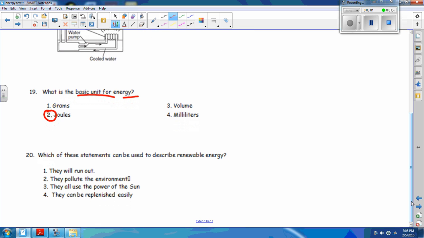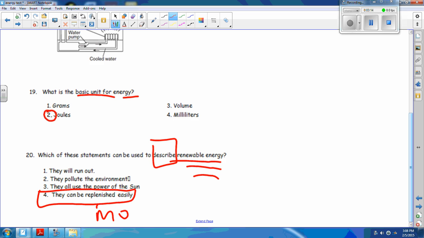Number 20. Again, we see renewable energy. Which of these statements describes renewable energy? They can be replenished easily. The word replenished means I can get more of it quickly. Replenished, I get more of. Make more, get more.